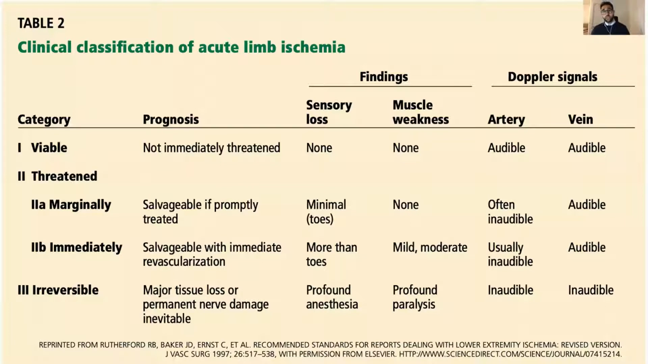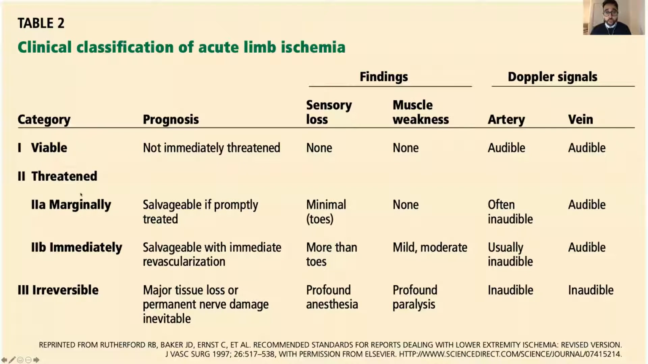So how do we classify this? We use something called the Rutherford classification in vascular surgery when we describe an acutely ischemic limb. This may be something that's just beyond the scope of your medical school finals, but it's good to know for when you're speaking to a vascular surgery registrar on call, for example. Rutherford type 1 is a viable limb which is not threatened.